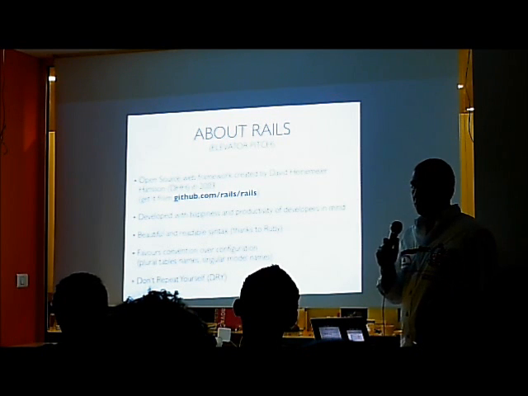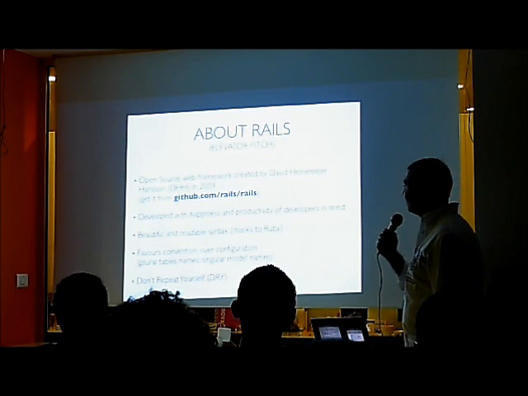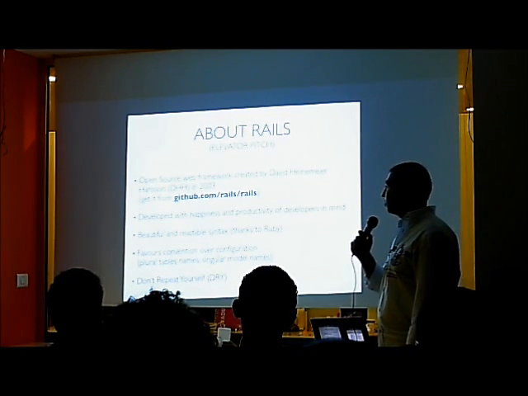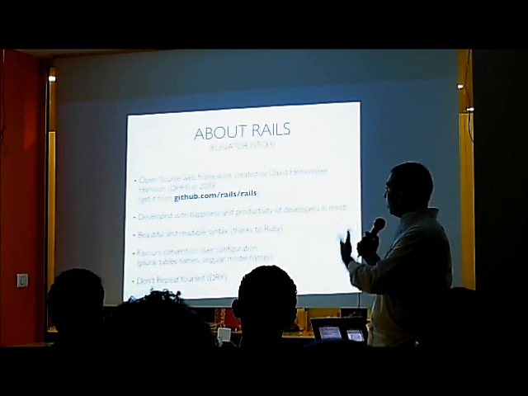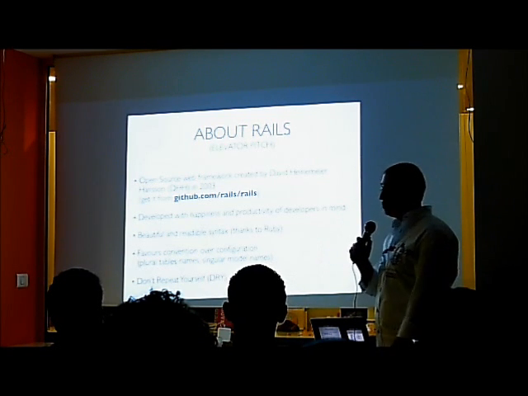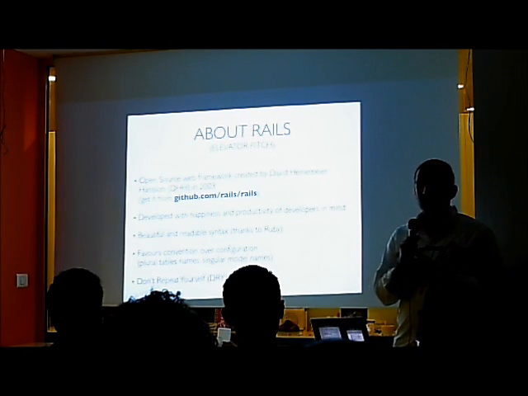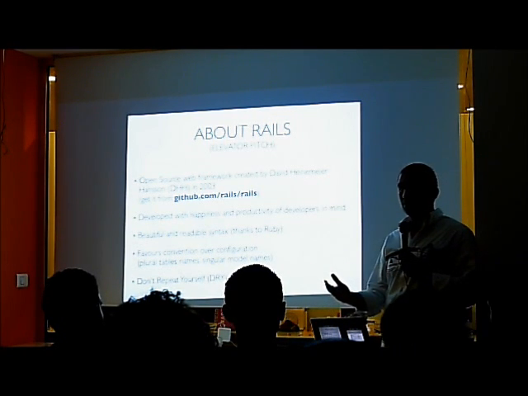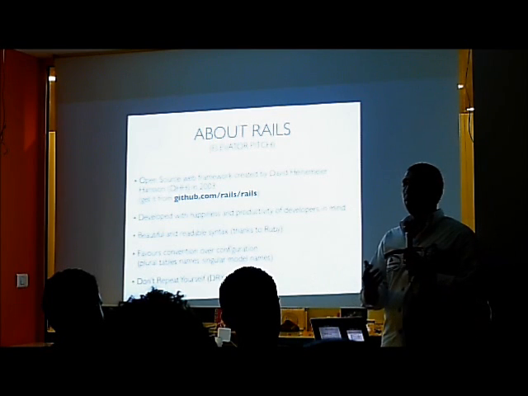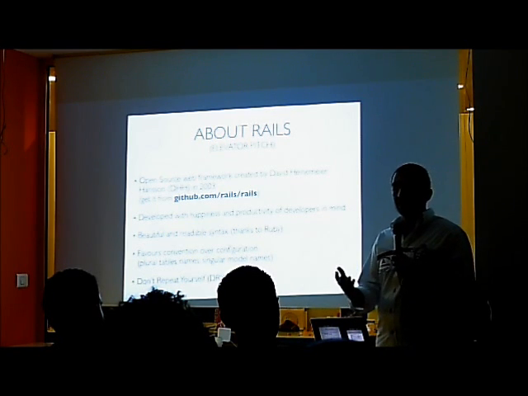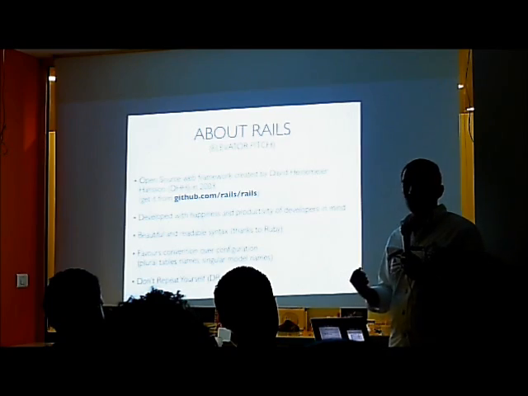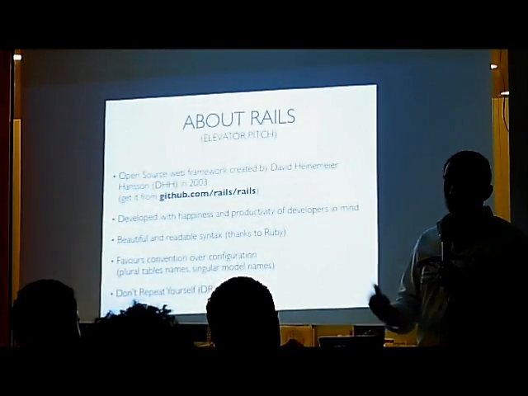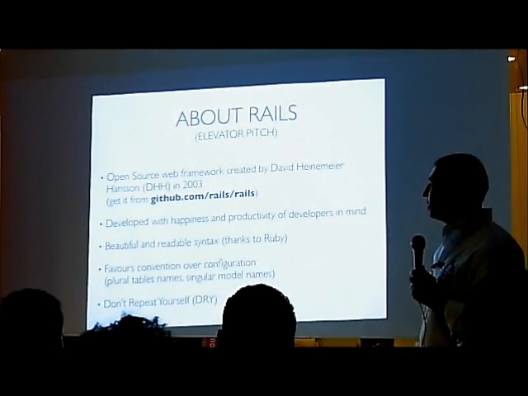About Rails, in a very quick way, elevator pitch. It's an open source web framework created by DHH, David Heinemeier Hansson, in 2003. Have you guys heard of Basecamp? Yeah. Okay, so he built Basecamp, and then he extracted Rails from Basecamp, and he open-sourced it in 2003.